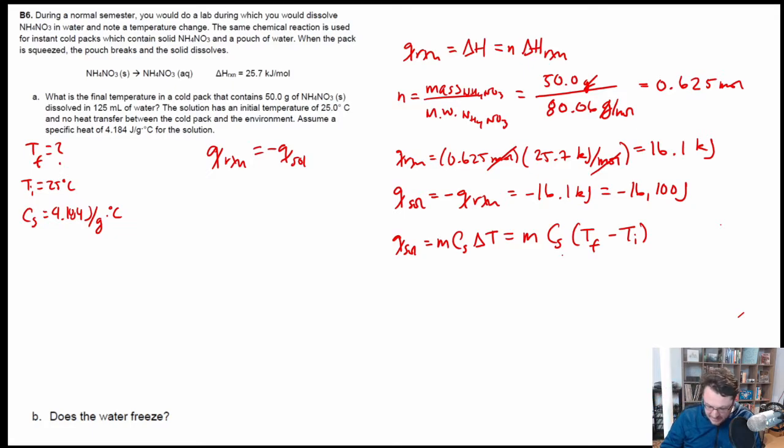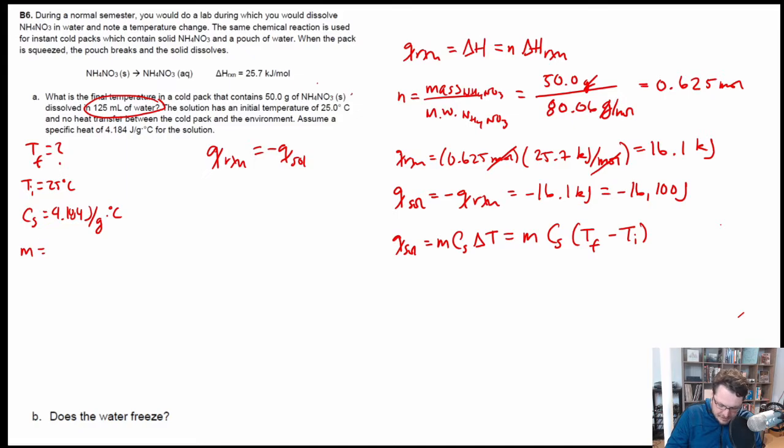So we know what CS is. Now the mass. This is the thing where the original answer that I had posted to Canvas was off because I used the wrong mass. If you're looking at it very quickly, you're going to think that we're just talking about the mass of the water in this case, just the pure water. And so 125 milliliters of water is the same as 125 grams of water, because the density of water is 1 gram per milliliter.